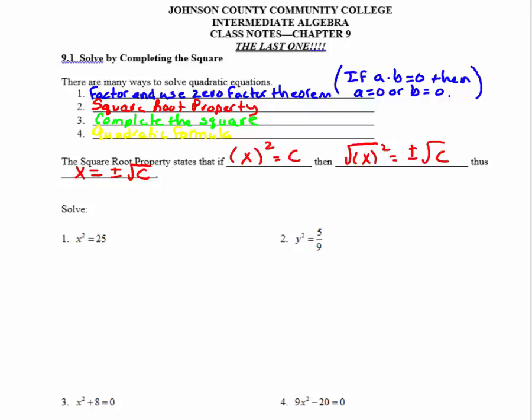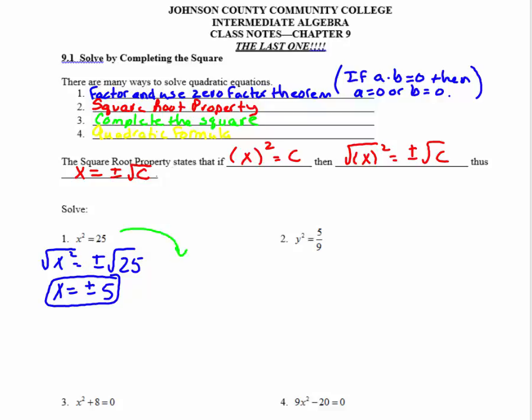Number 1, x squared equaling 25. You actually could factor or use the square root property. But I'm going to use the square root property because we do have a quantity squared equaling a constant. So I will take the square root of the left, plus or minus the square root of the right, because we have two answers with square roots. On the left-hand side, the square and the square root just cancel. And on the right-hand side, the square root of 25 is 5. So the square root property definitely worked.